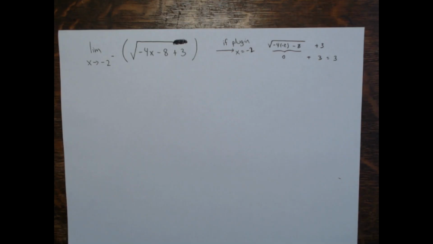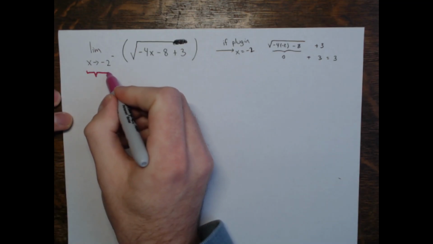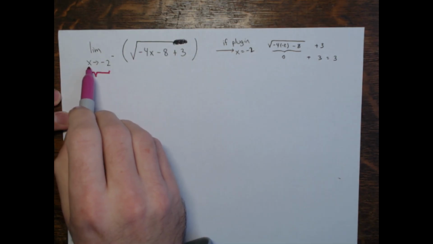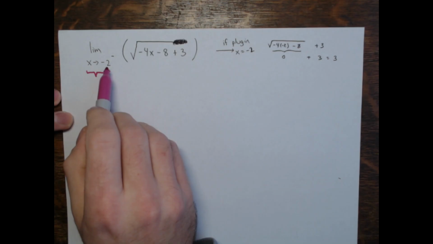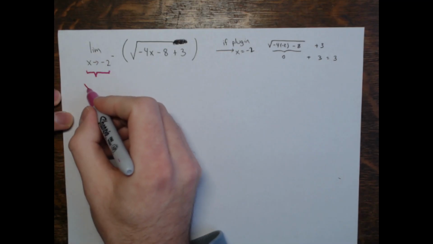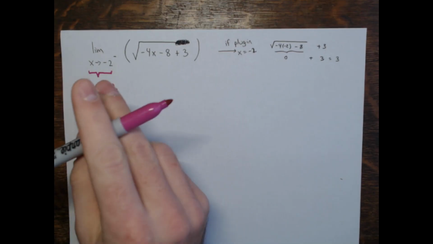But pay attention. Let's remember, when you're taking limits, you're not supposed to actually be plugging the value in. This is always about what happens as we approach the value. So when x is approaching -2 from the left, that means x is a value less than -2.